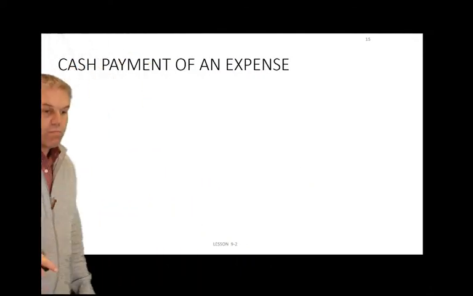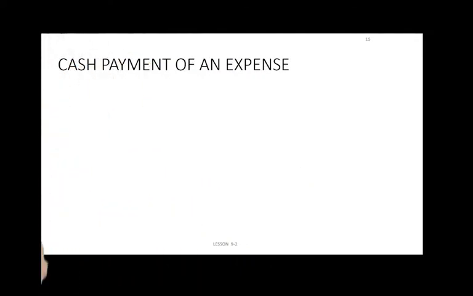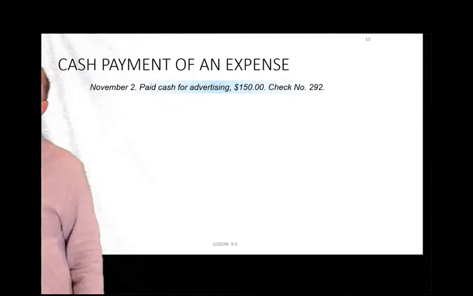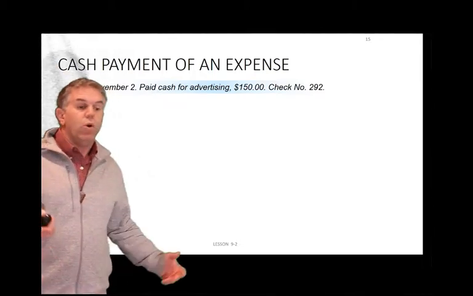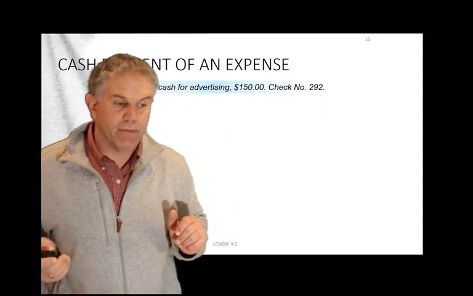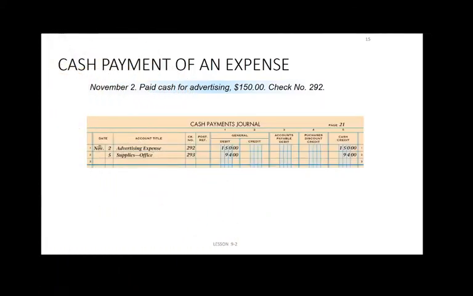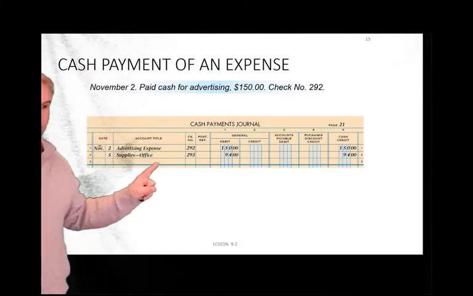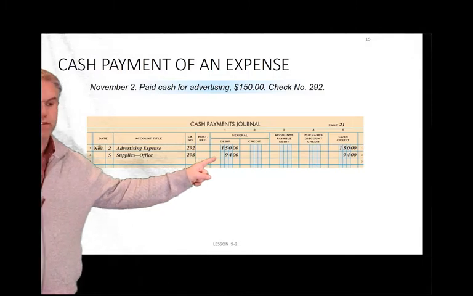So let's talk about cash payments of an expense. What happens when we have an expense? Like in this example, November 2nd, we paid cash for advertising, $150, check 292. Well, paid cash should indicate to us we're going to use our cash payments journal. So we use our cash payments journal here, as you can see. We're going to debit advertising. So we put our transaction date, which is November 2nd, right here. We walk it right through, left and right.